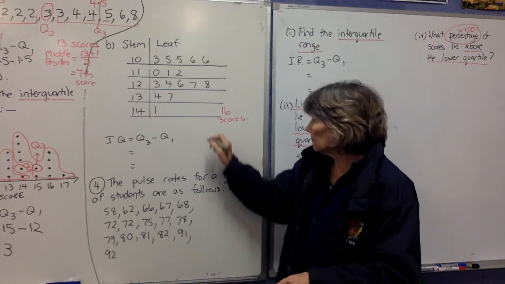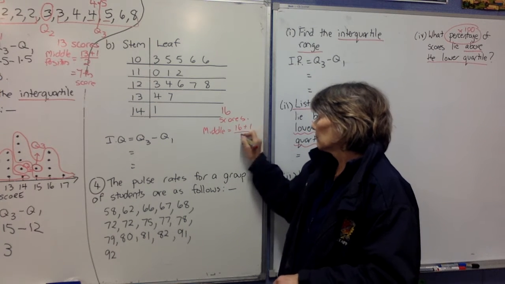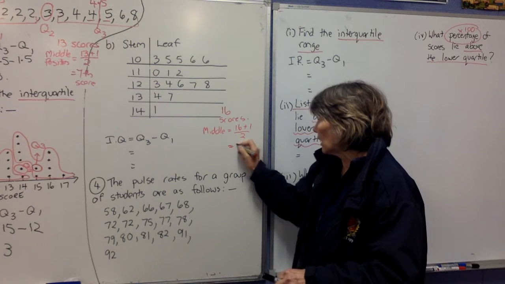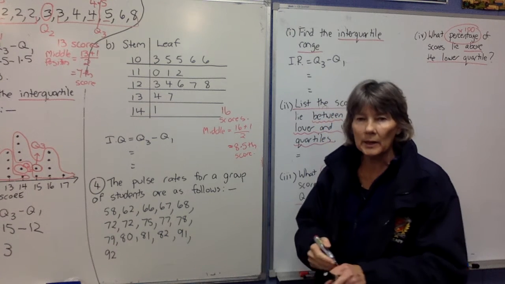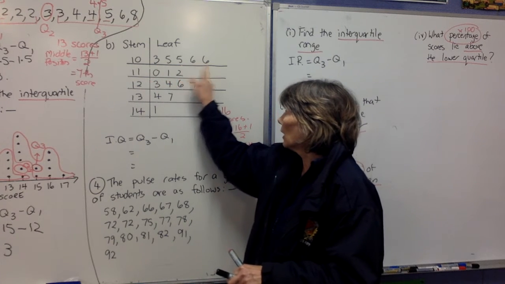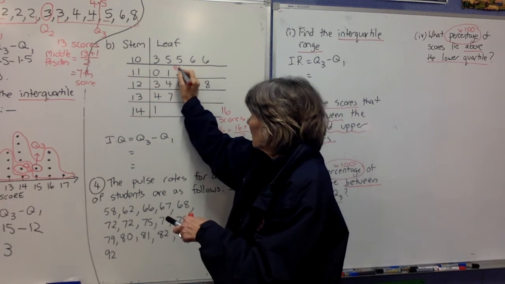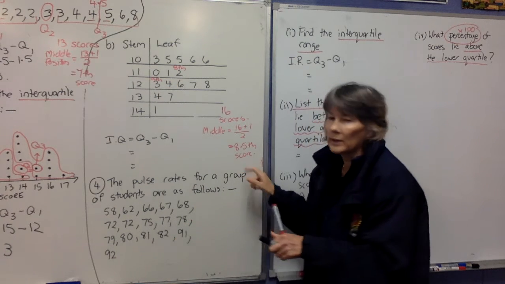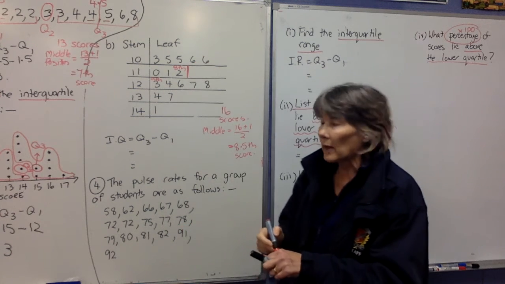We want to get the middle one. Add 1 and halve it. That will give 17 divided by 2 is 8.5. So we want the 8.5 score. We're going to count from the beginning. 1, 2, 3, 4, 5, 6, 7. That's our 8th. That's our 9th. So our 8.5 score is going to be halfway between these two. So it's in here, and we'll work out what that is.